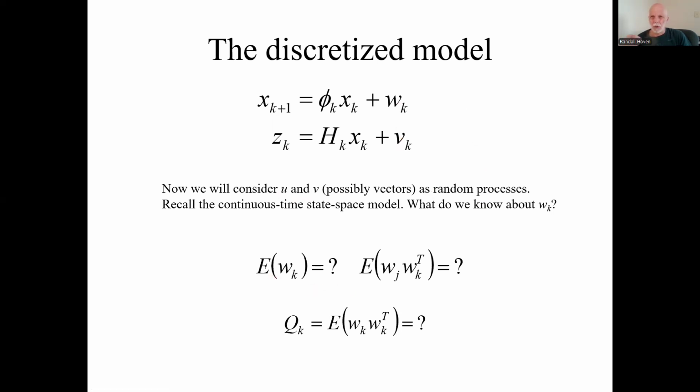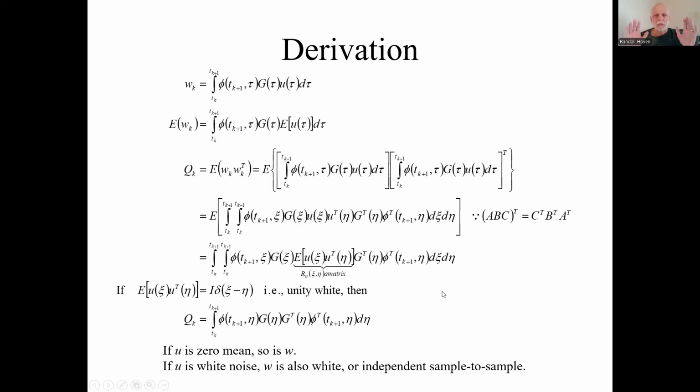Well, since they're random processes, we're going to want to find things like the mean and the variance or covariance, since everything's vectors now, or could be. So especially, what is the mean? What is this sort of variance or covariance? We're also interested in this guy. So let's go through some pain here.